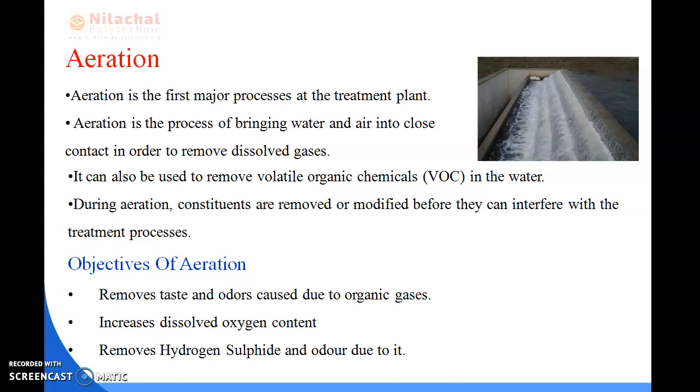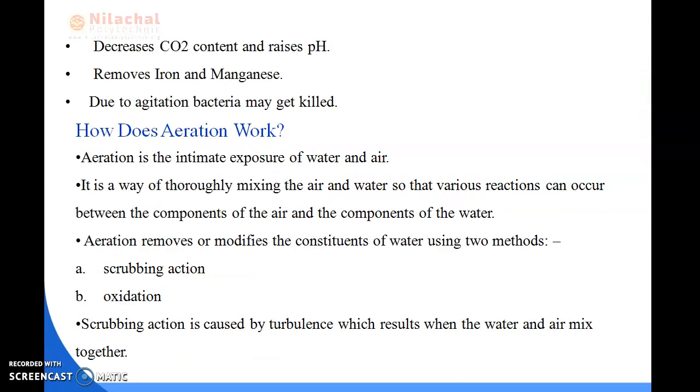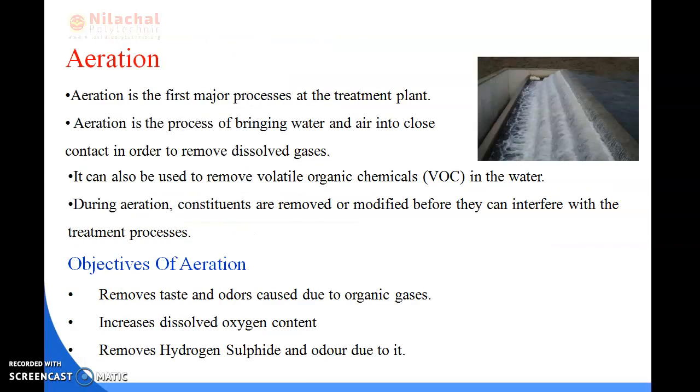So the first point is to remove taste and odor that has been caused by the organic gases, increase dissolved oxygen content, remove hydrogen sulfide and the odor due to it, decrease carbon dioxide content and raise pH value, and remove iron and manganese. Due to agitation bacteria may get killed. Okay, these are the objectives of the aeration.